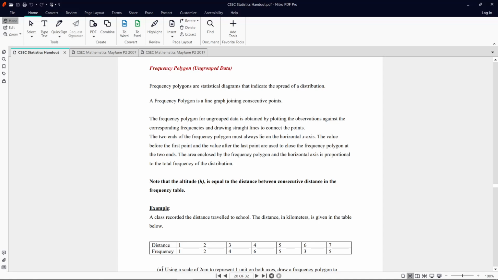Alright, so let's quickly go through what a frequency polygon is. A frequency polygon is a statistical diagram that indicates the spread of a distribution. In essence, it is just a line graph joining consecutive points. A frequency polygon for ungrouped data is obtained by plotting the observations against the corresponding frequencies and drawing straight lines to connect the points.